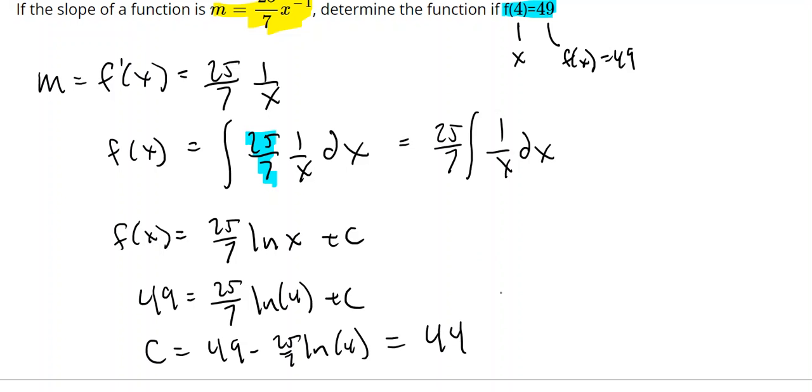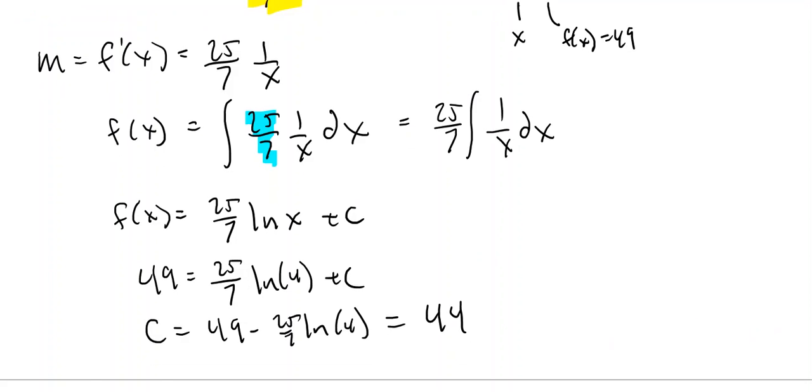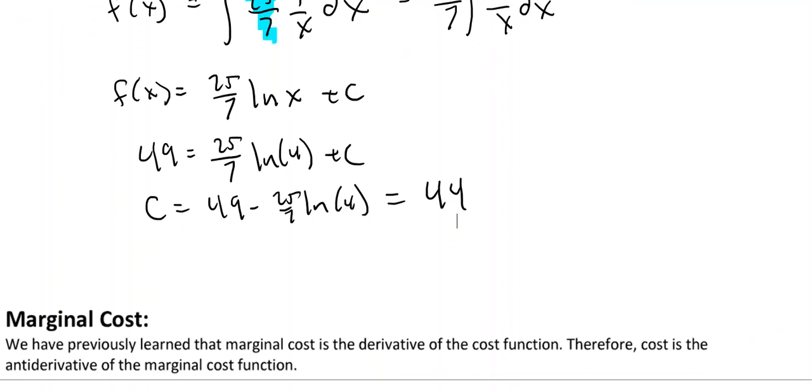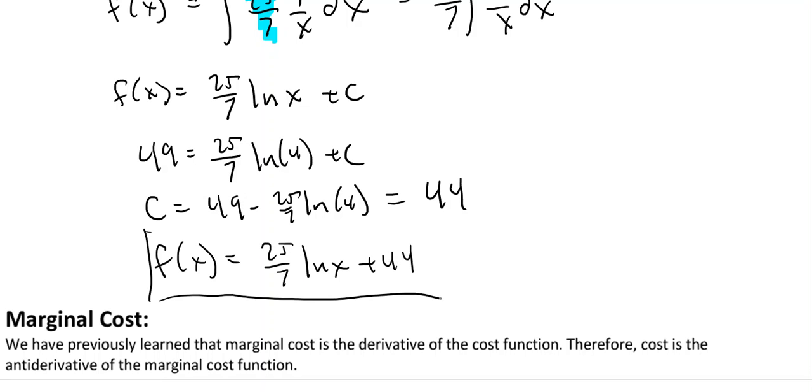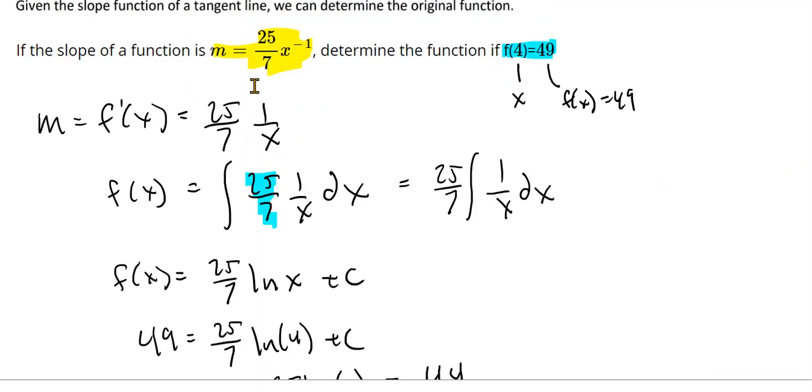And so then, putting it all together, the function, now that we have c, is going to be 25/7 the log of x plus 44. That is the function that has a slope of 25/7 x to the negative 1.